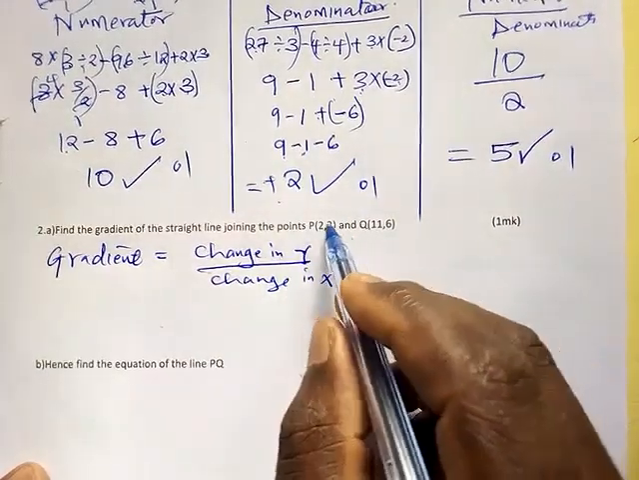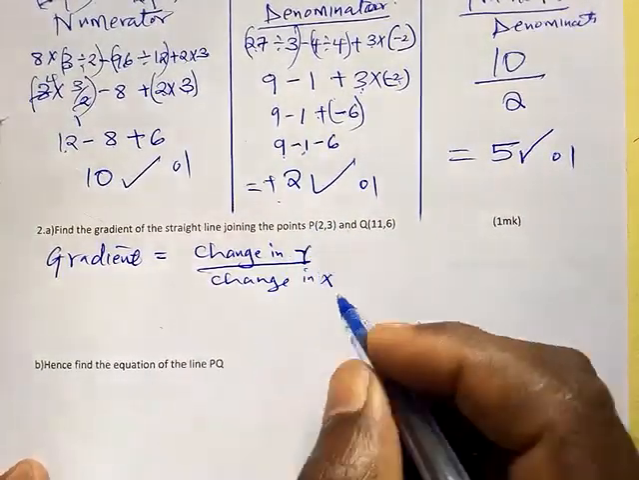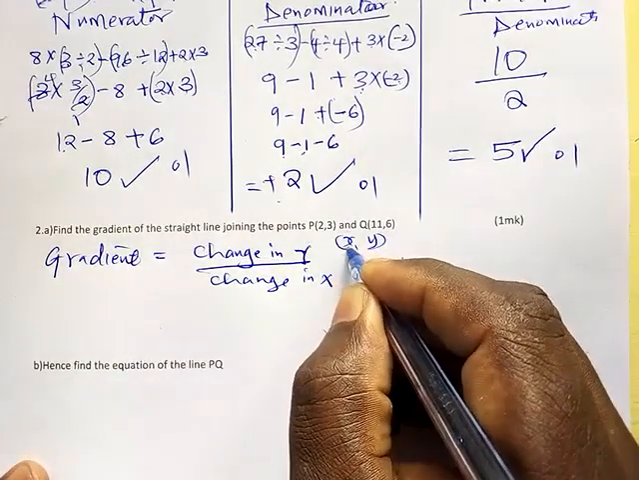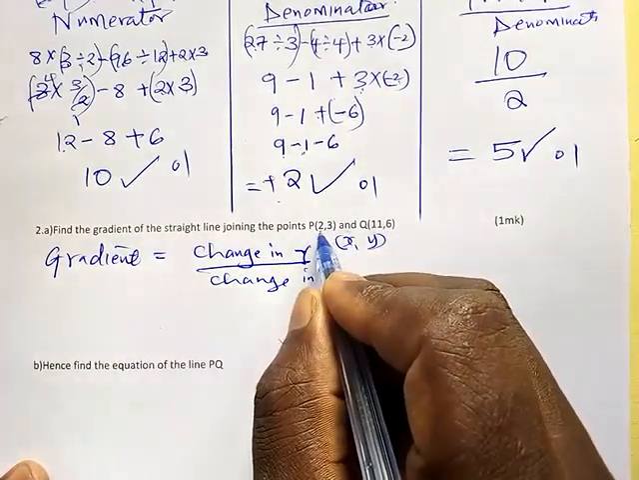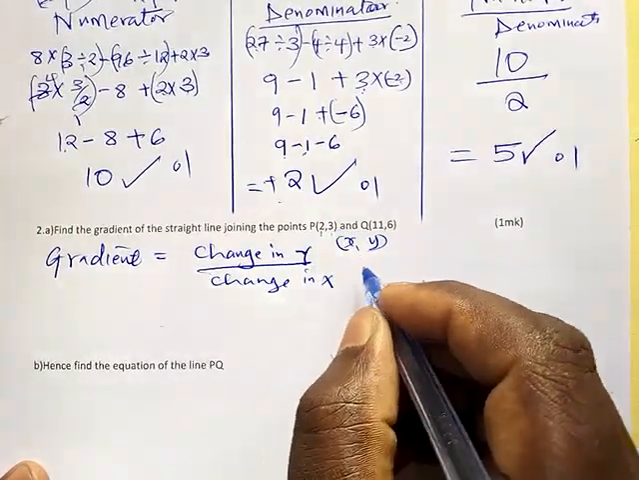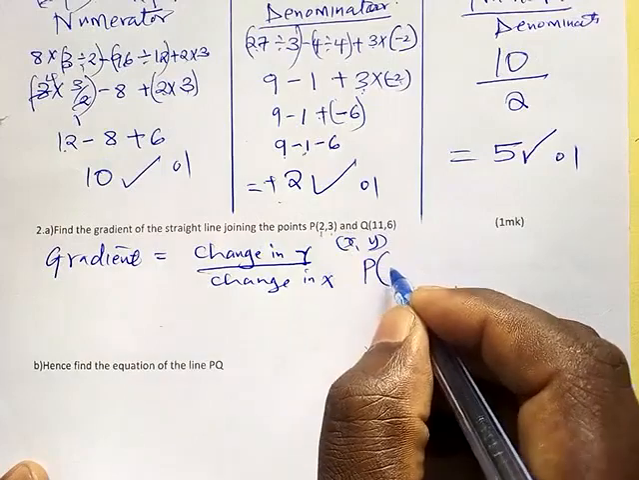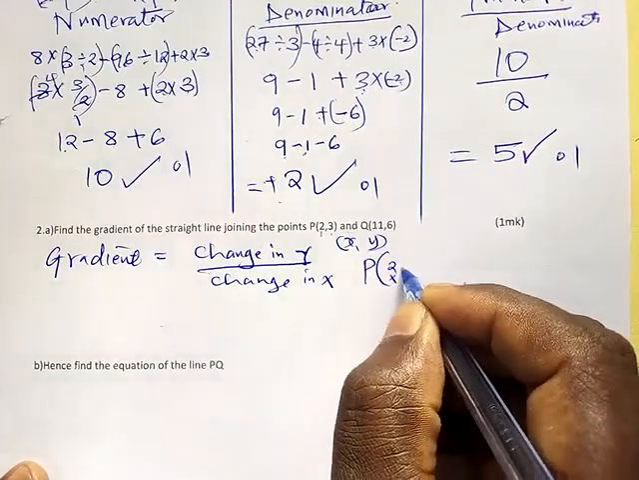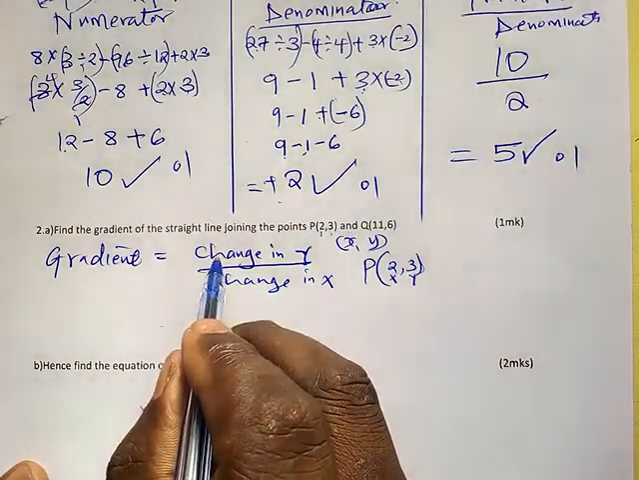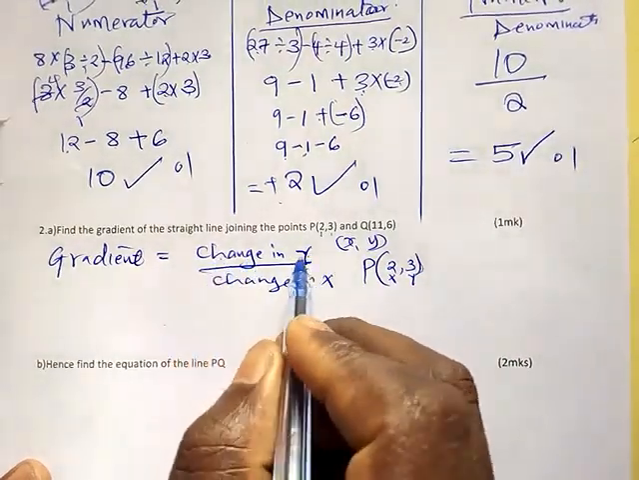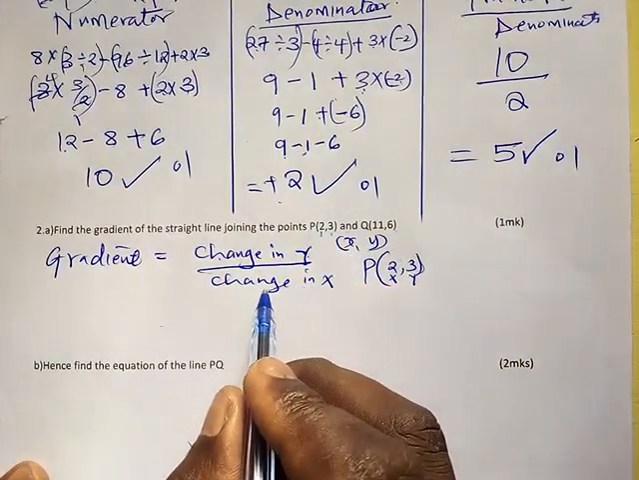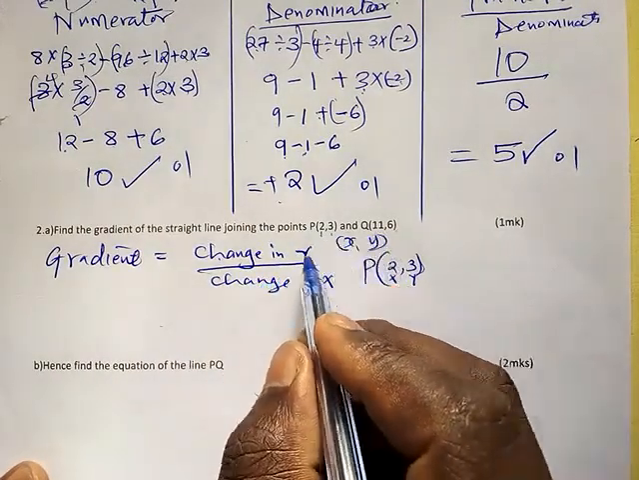Most students have a problem knowing which value is x and which one is y. So let me take (x, y). The first coordinate here is called x, the second one is y. So for P, 2 is the x coordinate and 3 is the y. You should know that. So when we say change in y, we are subtracting the y coordinates, and for change in x, the x coordinates.